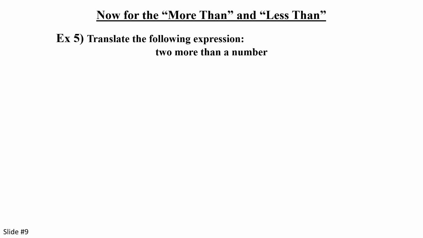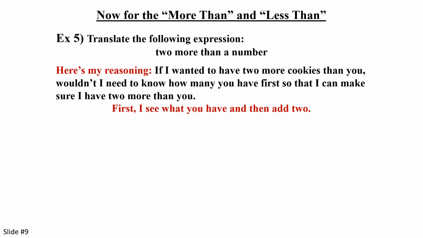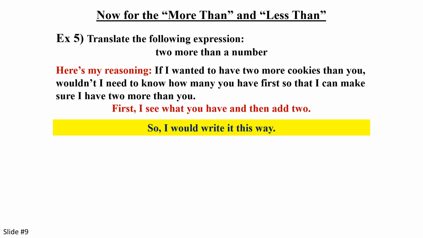Now for the more than and less than that I promised. We're going to translate the following expression, 2 more than a number. Remember before I mentioned I'd write these backwards? Well, here's my reasoning as to why I do that. If I wanted to have 2 more cookies than you, wouldn't I need to know how many you have first so that I can make sure I have 2 more than you? So first, I see what you have and then add 2. So I write it this way.